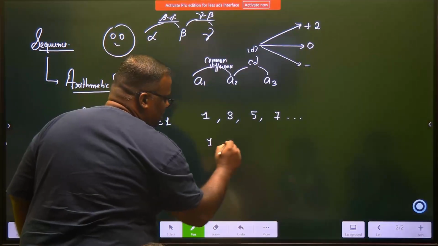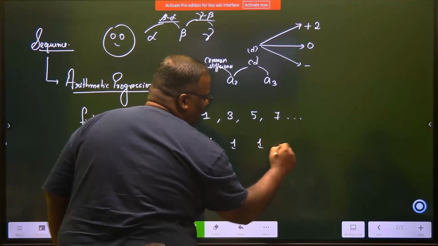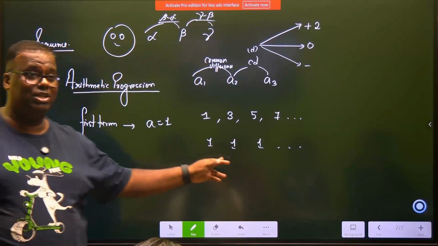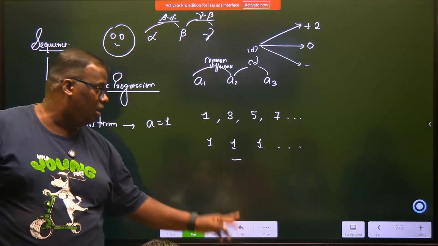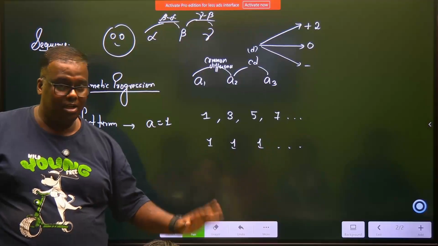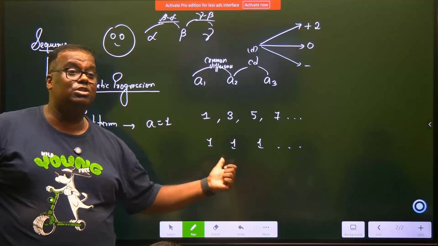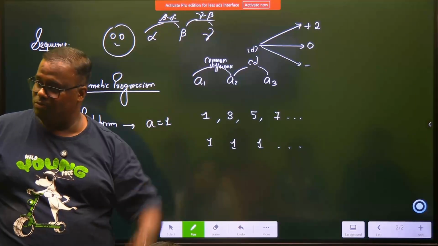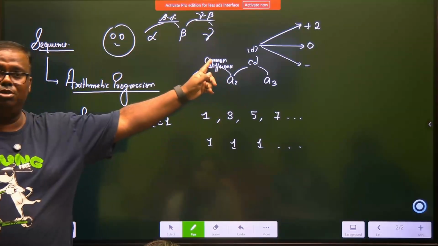First term is 1, second term is 1, third term is 1, and so on. This is also an arithmetic progression. Many people get confused here. No, it is not increasing. No. It is constant, because here the common difference is 0. Have you understood? 0 can also be the common difference.